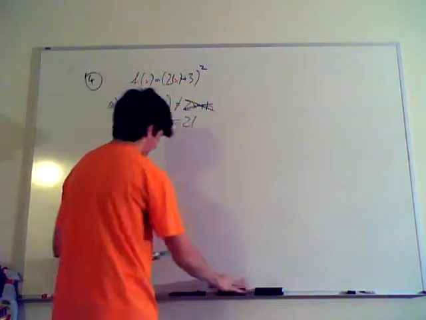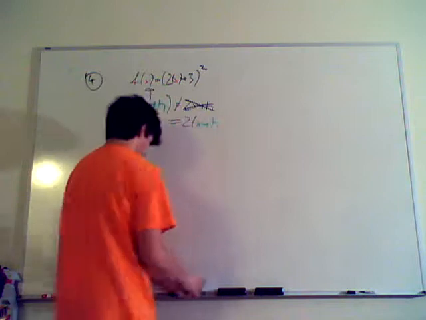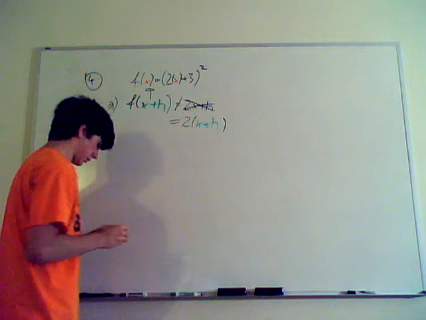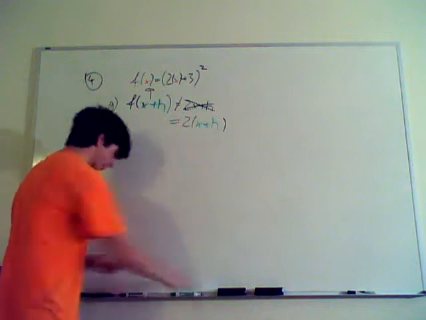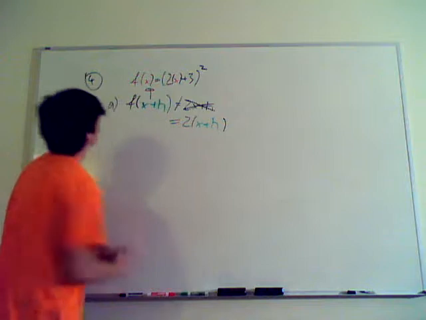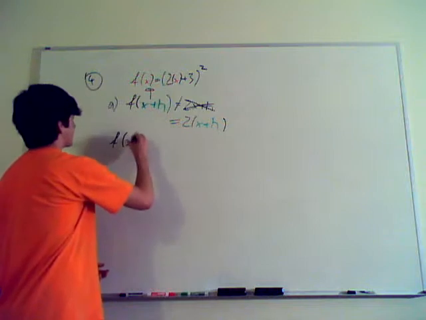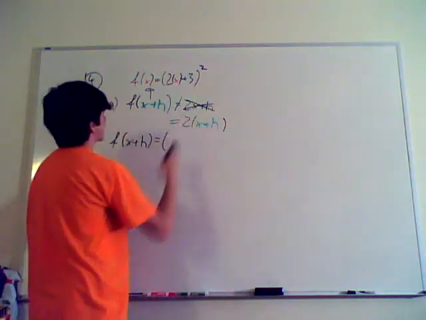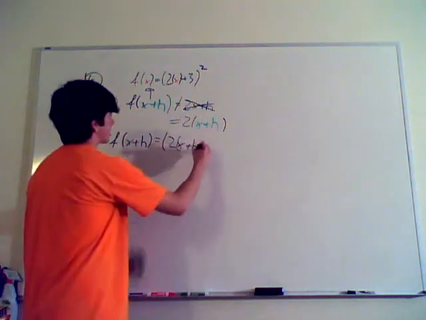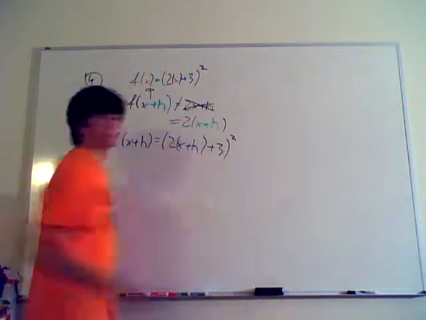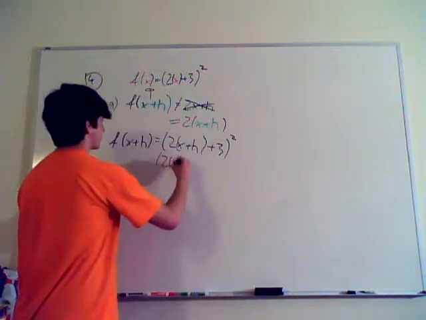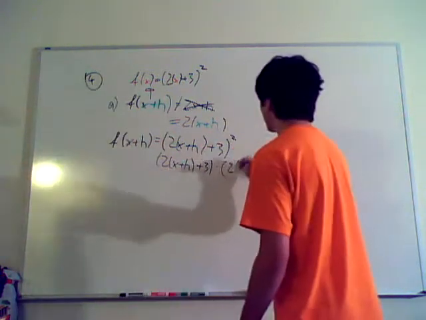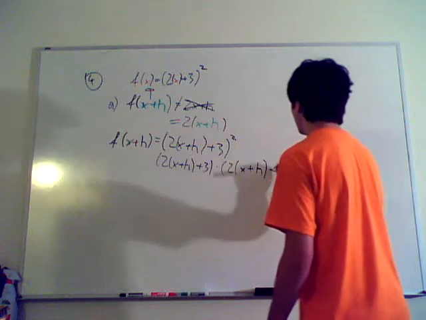Actually, let's make it this way. I'm going to use my colors. x plus h. Alright? Good. So now, f of x plus h equals (2(x plus h) plus 3) squared. What squared means is that 2(x plus h) plus 3 times itself, so 2 times (x plus h) plus 3.